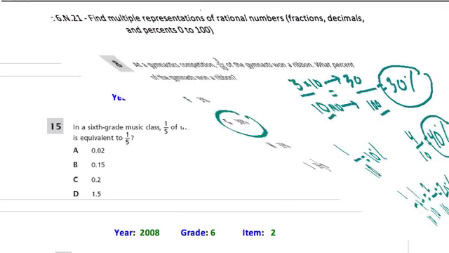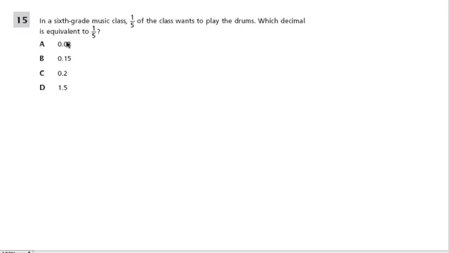Oops, and here we have another question with fifths. Close to tenths, right? Twice as big as a tenth, right? 1/5 is bigger. Anyway, so in a 6th grade music class, 1/5 of the class wants to play the drums. Which decimal is equivalent to 1/5?